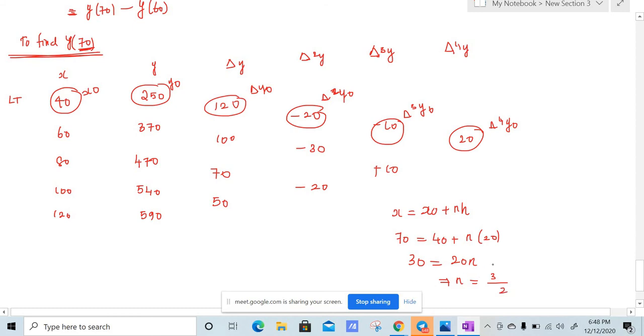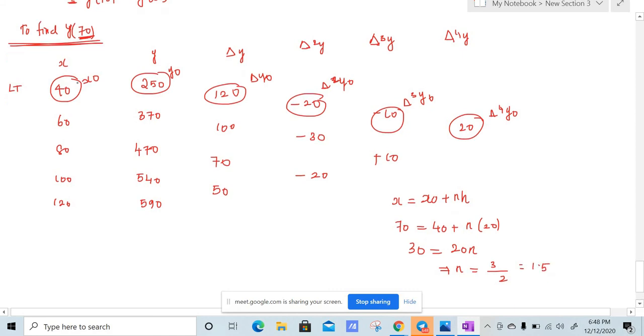30 by 20, the 0 will get cancelled. So 3 by 2 will be 1.5, right? So with this x naught, y naught, del y naught, and with this n, you find y of 70.